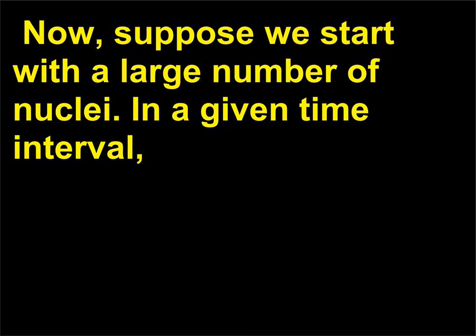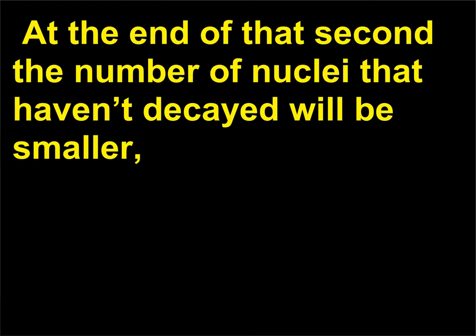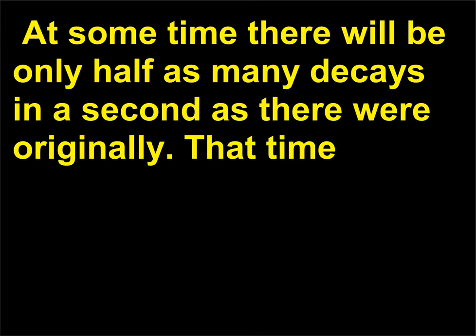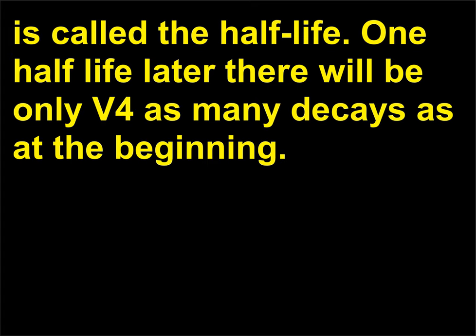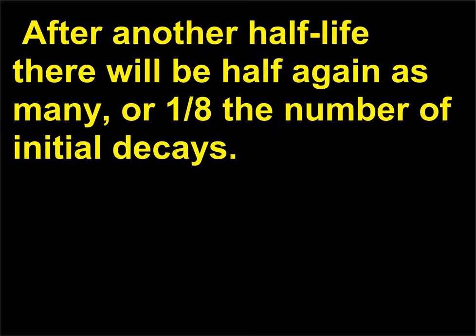Now, suppose we start with a large number of nuclei. In a given time interval, say 1 second, a certain number will decay. At the end of that second, the number of nuclei that haven't decayed will be smaller. So in the next second there will be fewer decays. At some time there will be only half as many decays in a second as there were originally. That time is called the half-life. One half-life later there will be only 1/4 as many decays as at the beginning. After another half-life there will be half again as many, or 1/8 the number of initial decays.